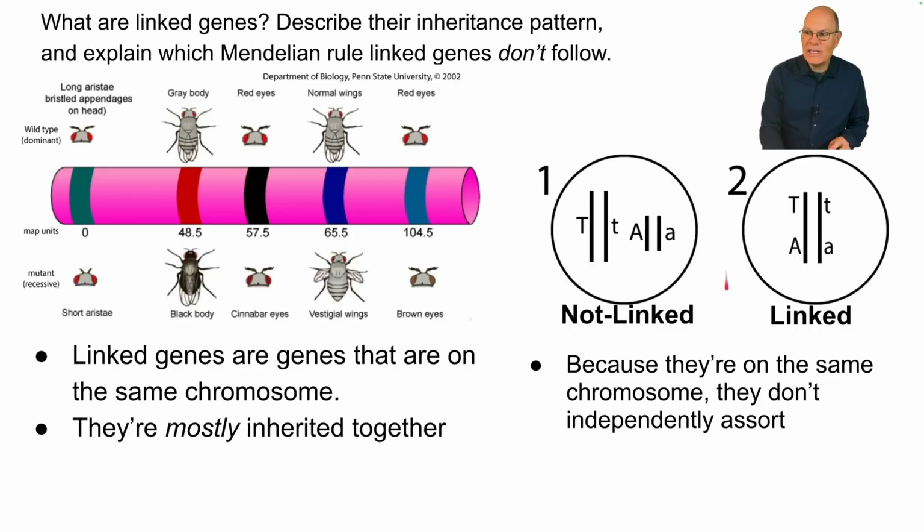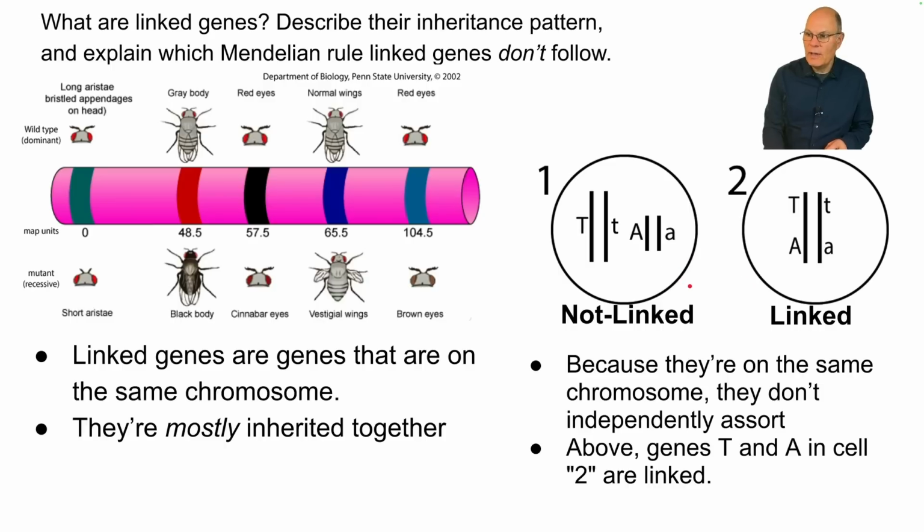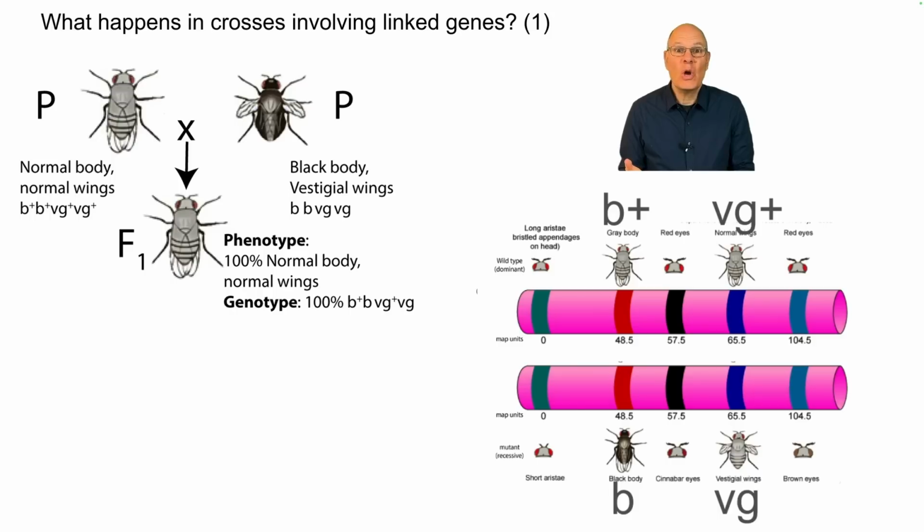Because they're on the same chromosome, these genes don't independently assort. So, for example, above, genes T and A in this cell over here, they're linked. In this cell over here, they're not linked. These would independently assort, and these wouldn't. So what happens in crosses involving linked genes?